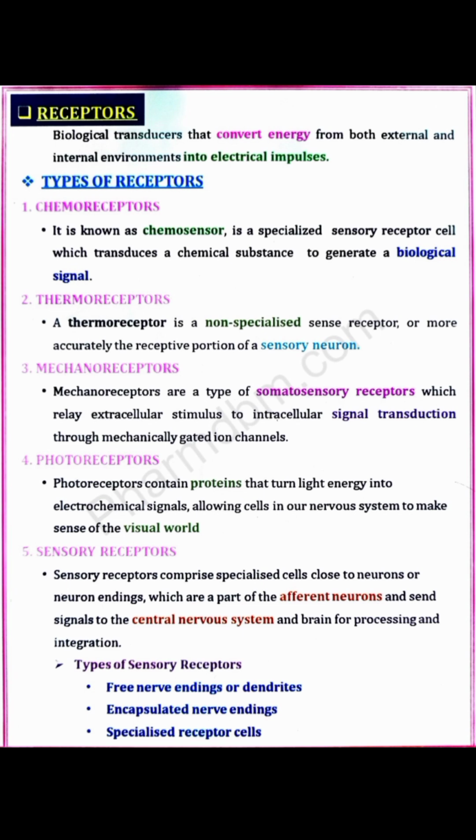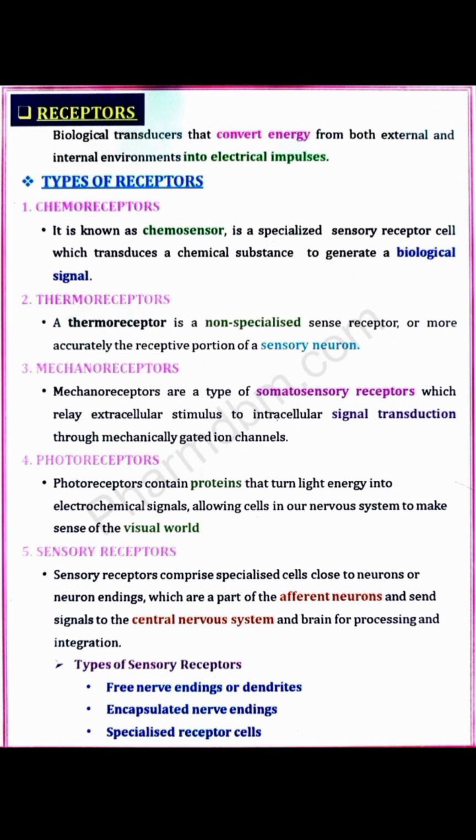Next, receptors. Receptors are the biological transducers that convert energy from both the external and the internal environments into electrical impulses. There are different types of receptors based on the activity. There are 5 types of receptors. First one chemoreceptor, second one thermoreceptor, third one mechanoreceptors, fourth one photoreceptors, fifth one sensory receptors.